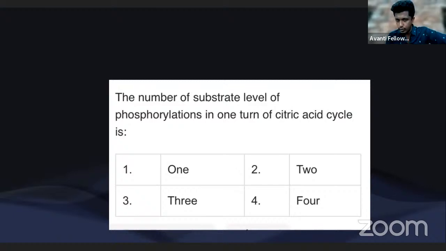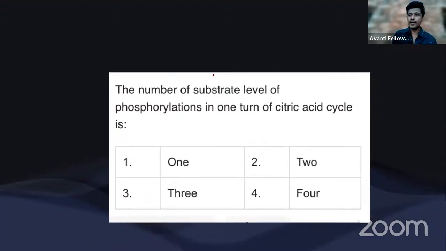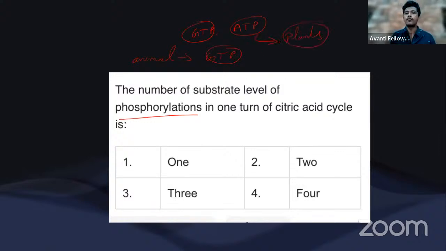All right, students. Can we look at the right answer? So, the number of substrate level phosphorylations. Where do you see substrate level phosphorylation? I'll give you a clue. Whenever we talk about phosphorylation, it has to result in the formation of GTP or ATP, some energy molecules. We have animal cells and plant cells. In animal cells, substrate level phosphorylation leads to the production of GTP, whereas in plant cells it leads to the production of ATP.